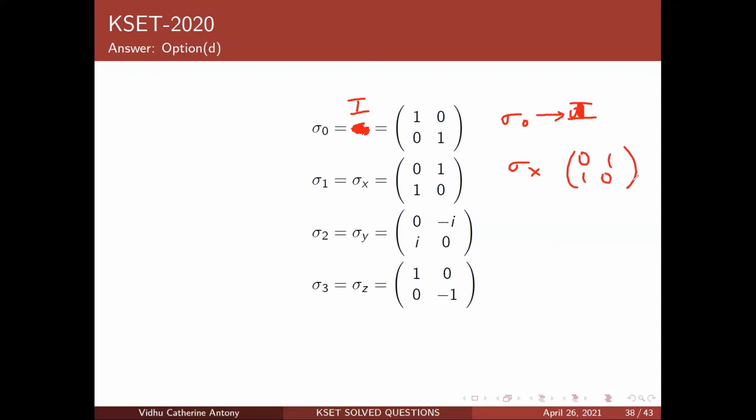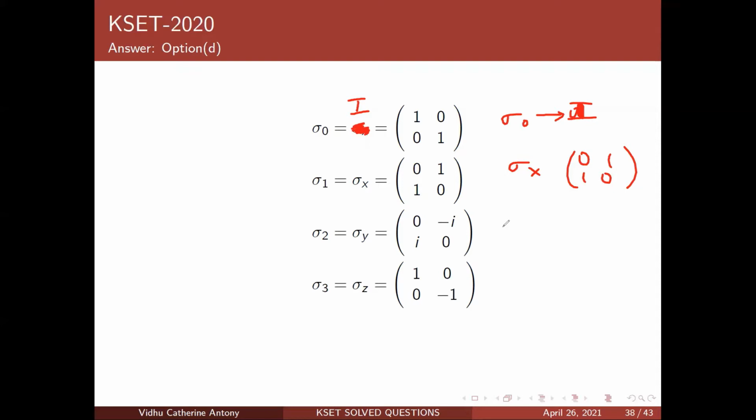The next thing that you need to remember is only the middle Pauli matrix has complex numbers. Only the middle Pauli matrix has complex numbers. So you have sigma 1, sigma 2, and sigma 3, and sigma 2 is the one with complex numbers in them.